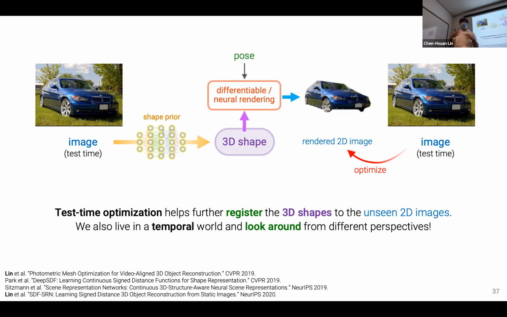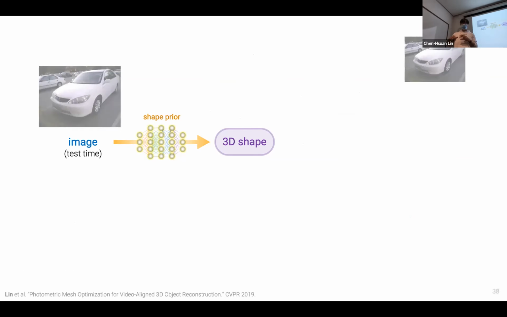And so we have temporal information not only from single images, but also from multiple viewpoints that we can utilize. We can look around from different perspectives, and we can see how to use this temporal information to further refine these 3D shapes here.